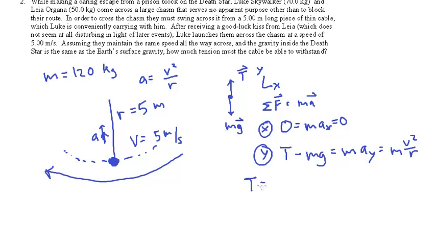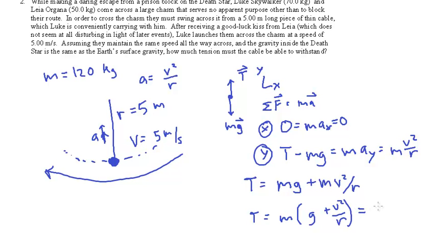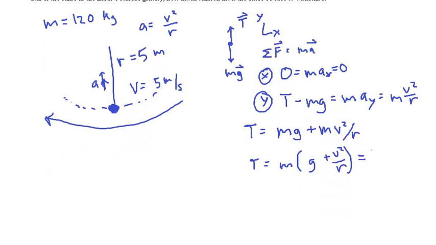Okay, in the y direction, we have tension going up, and then mg going down, and then that equals may, which is going to be m v squared over r. So what you're going to get now is the tension in the cable is mg plus mv squared over r. Tension of the cable then is m times g plus v squared over r, okay, which equals, let's see, so their total mass, and I'll move this down a tad.